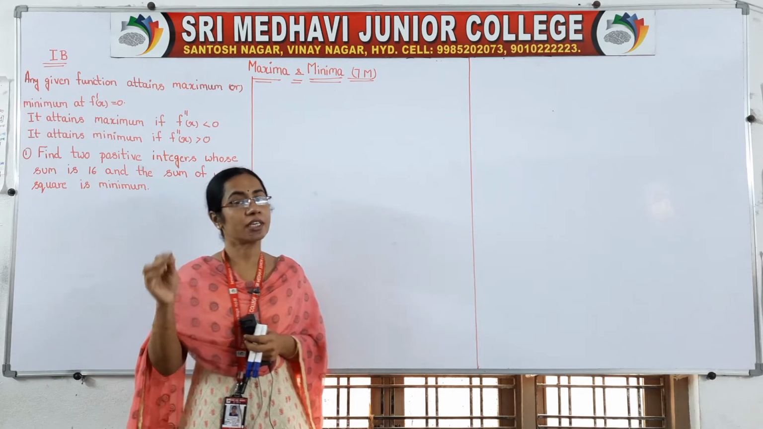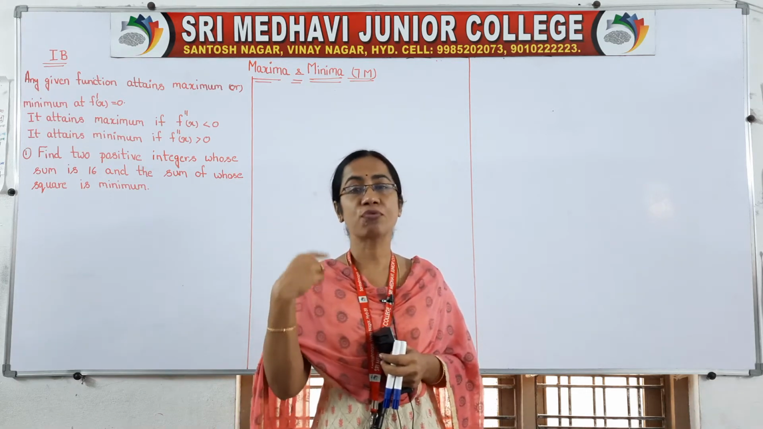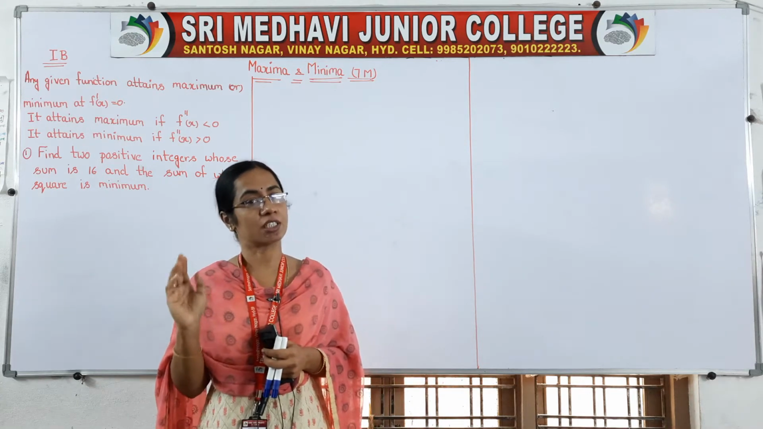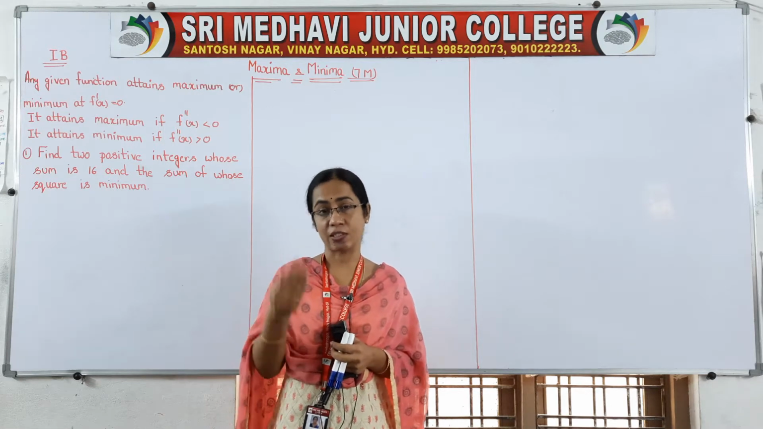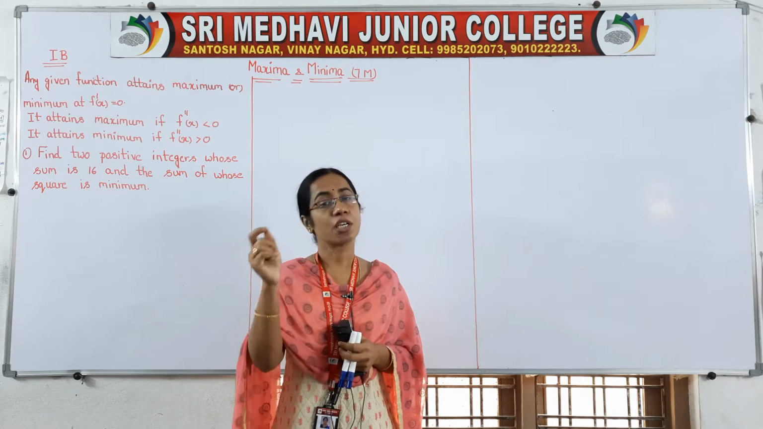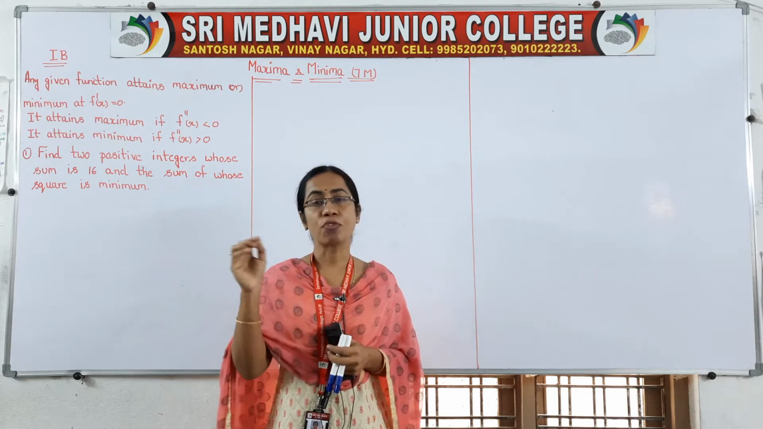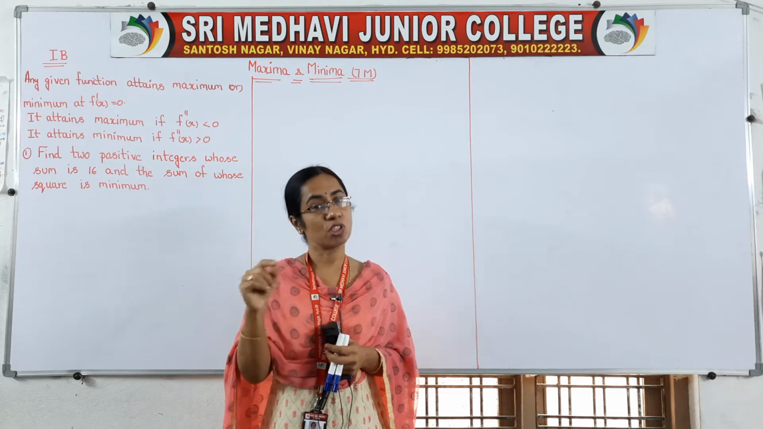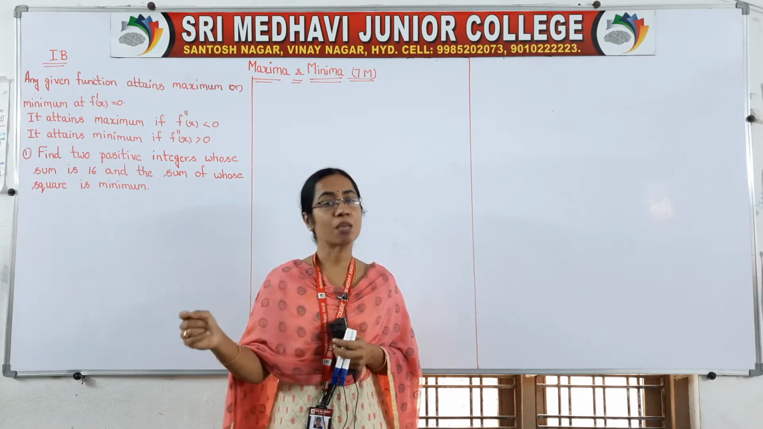To know whether it attains maximum or minimum, we have to find f double dash x. That means one more time we have to differentiate that equation. After the second differentiation, you will get one equation. In that equation, you substitute your x value. Suppose you get negative, function attains a maximum at that x. Suppose after substituting that x value, if you get a positive, you will get the minimum value.